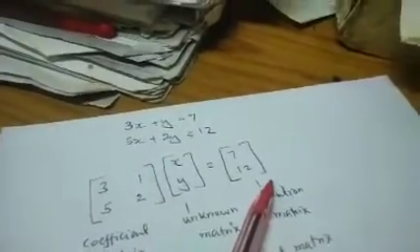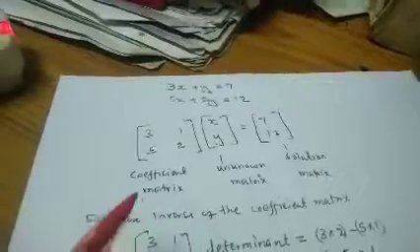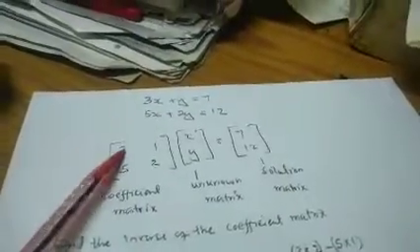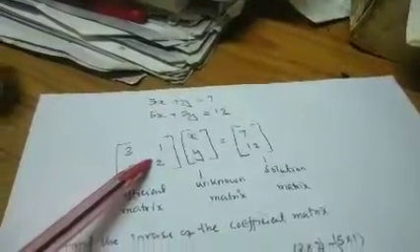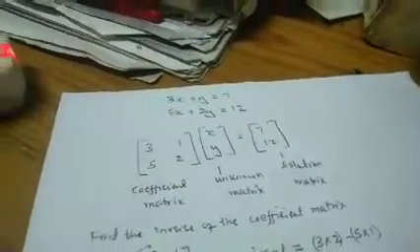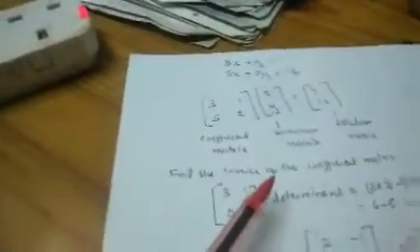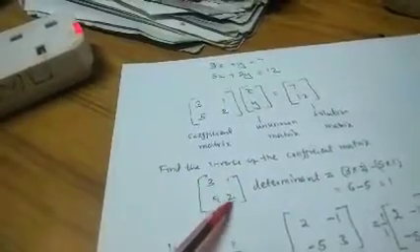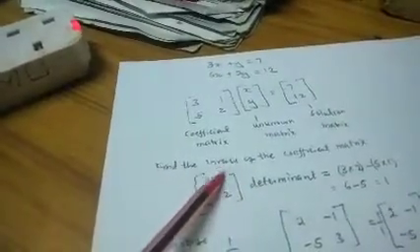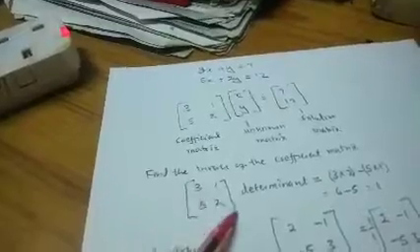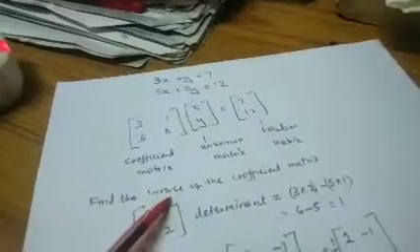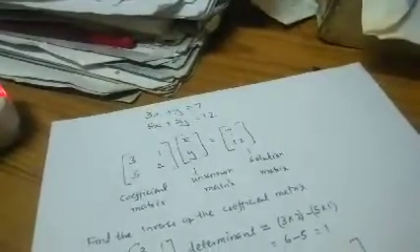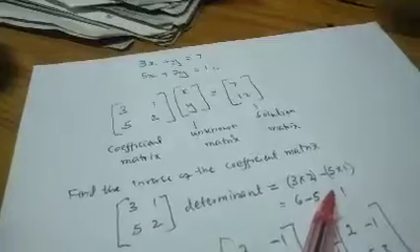Having done that, we now find the inverse of the coefficient matrix. The first thing we do is to find the determinant. The determinant is the product of the elements in the leading diagonal minus the product of the other diagonal. This is the leading diagonal, and this is the other diagonal. So 2 times 3, we subtract 5 times 1, and that gives us 1. So that is the determinant.